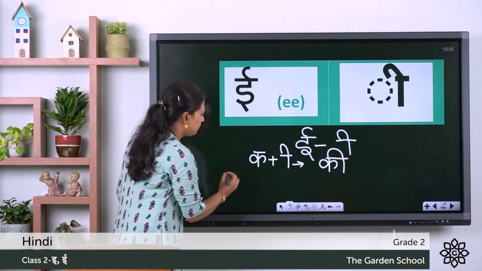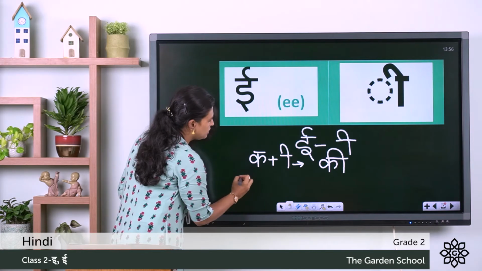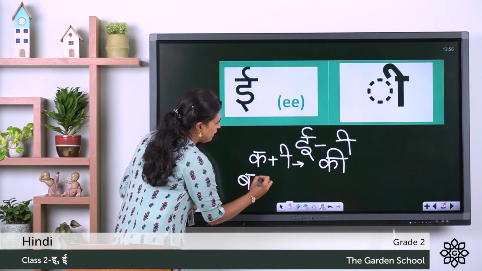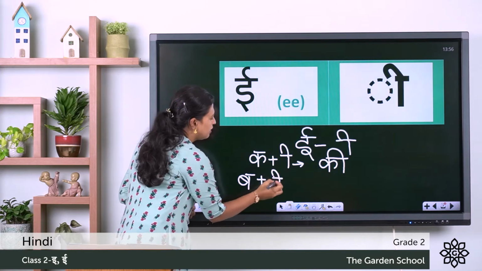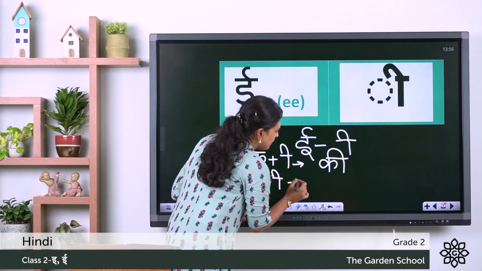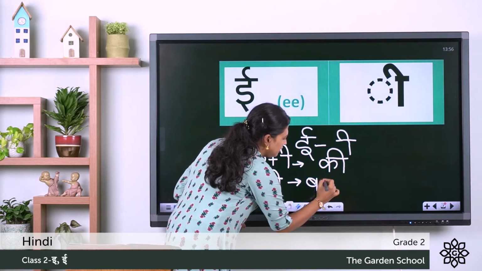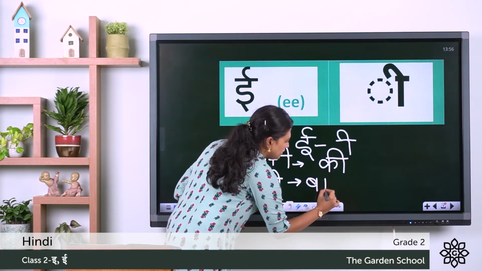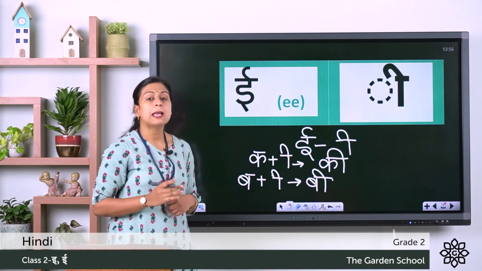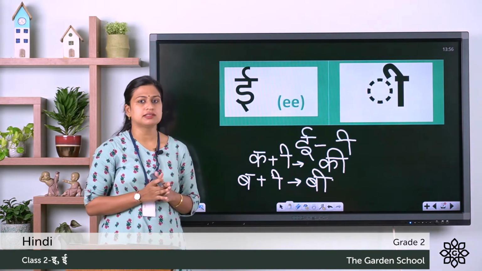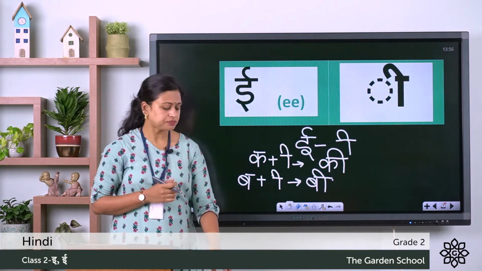One more example. Ba is the Vyanjanakshar, and when we add this E symbol, we get Ba, and then after Ba we need to write the E symbol, and we say Bee. It has a longer sound. So this is the way to write the symbol for E.